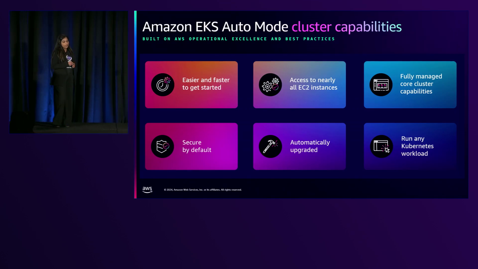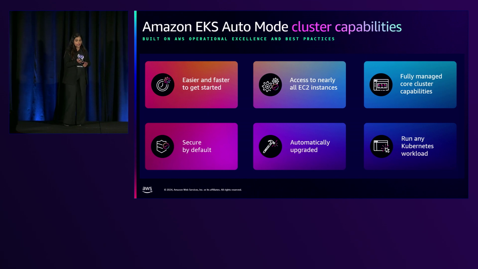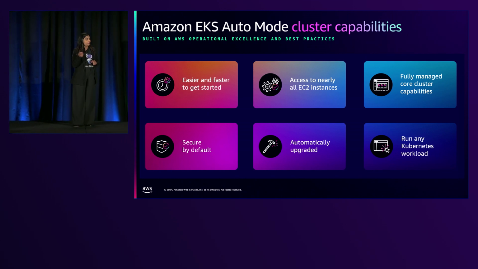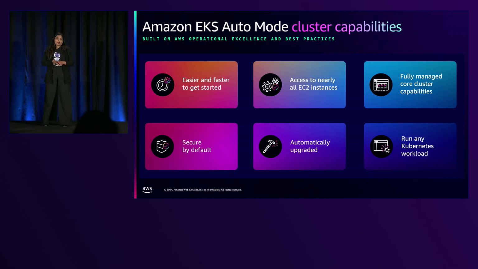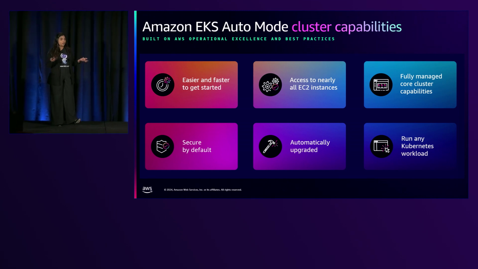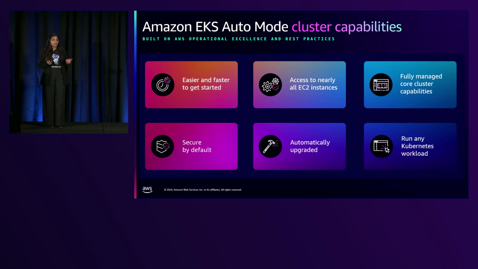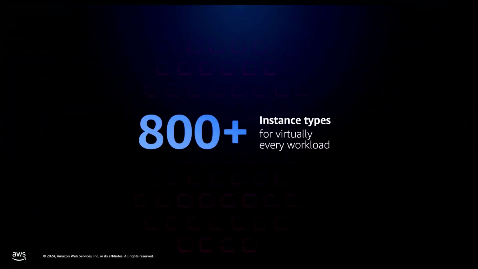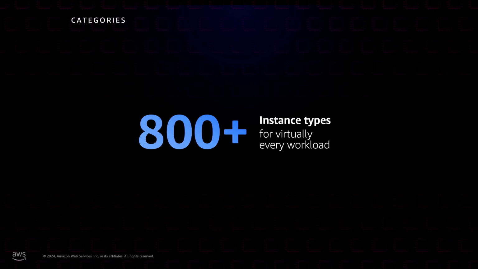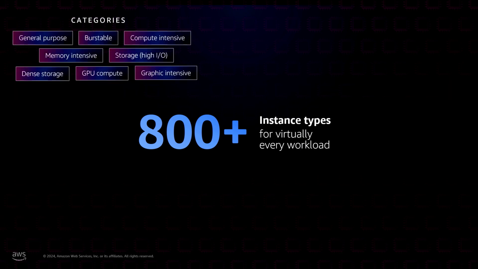So what do we mean by that here? I'm going to talk about it in detail towards the end of this session, that whenever you update a control plane, all of the Kubernetes data plane nodes, along with the core cluster capabilities, are going to be upgraded automatically as well. If your workload runs on Kubernetes, that should run on auto mode. And most importantly, we are not going to be abstracting any of the EC2 instance capabilities away from you. You will still have access to nearly all of the EC2 instance types that you are used to today. If you are using different categories, you will be able to do so along with the GPUs and the instance capabilities.